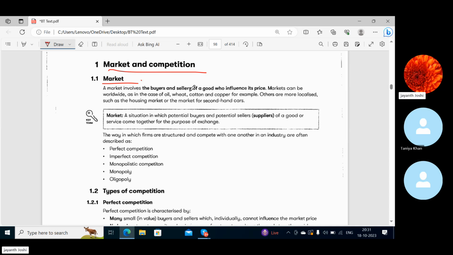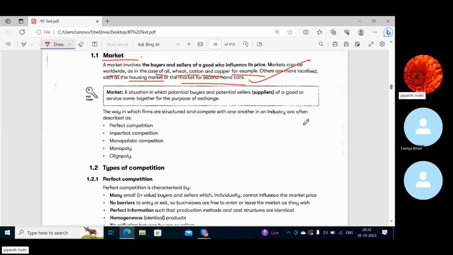Okay, so markets can be worldwide: oil market, wheat, cotton, copper. Others are more localized, such as the housing market or the market for second-hand cars. This you only see in a country itself, that means within the boundary of a country. Market: a situation in which potential buyers and sellers of a good or service can come together for the purpose of exchange. Sellers will sell, buyers will buy, and they exchange: the buyer gets the goods, the seller gets the money.